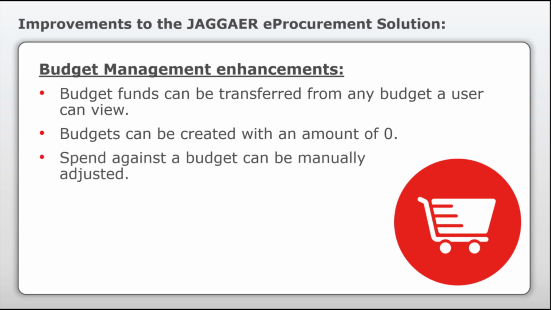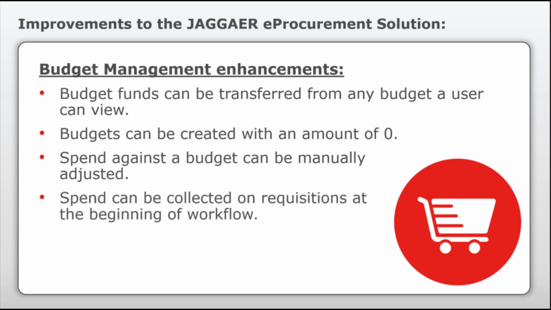We have spend that is now against the budget, which can be manually adjusted in case you need to make any changes that might have happened within your ERP that are not accounted for within Jagger. Spend can be collected on requisitions at the beginning of the workflow, so we ensure that your budget can be reserved as soon as the user starts to submit a requisition.